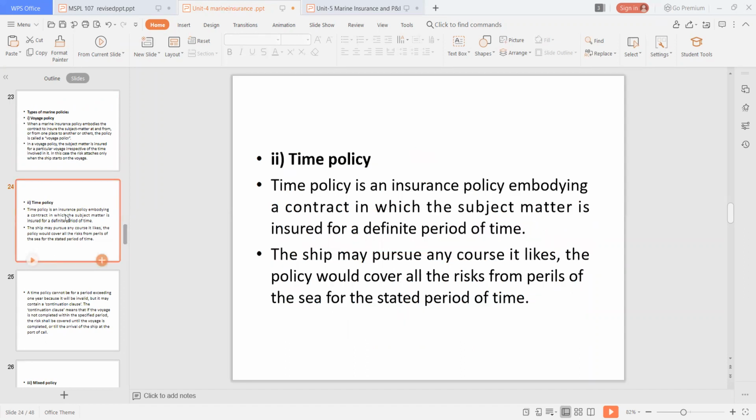Time policy is an insurance policy embodying a contract in which the subject matter is insured for a definite period of time. The ship may pursue any course it likes. The policy would cover all the risk from perils of the sea for the stated period of time. So time is mentioned here, for a definite period of time. People know that, for example, a health insurance for an individual is renewed yearly once, right?